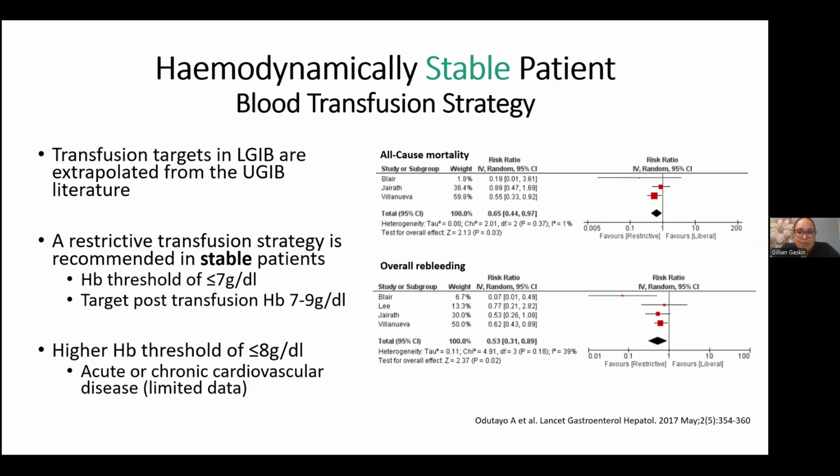So even despite limited data on lower GI bleeding specifically, the societal guidelines have consensus on this matter, and they do recommend that a restrictive transfusion strategy be applied to the hemodynamically stable patient, using a hemoglobin threshold of less than or equal to 7 grams per deciliter to transfuse, with the target post-transfusion hemoglobin being between 7 to 9 grams per deciliter. In patients with active myocardial ischemia or history of cardiovascular disease, a more liberal blood transfusion hemoglobin threshold may be considered. That's below or equal to 8 grams per deciliter, used with the target hemoglobin between 9 to 10.